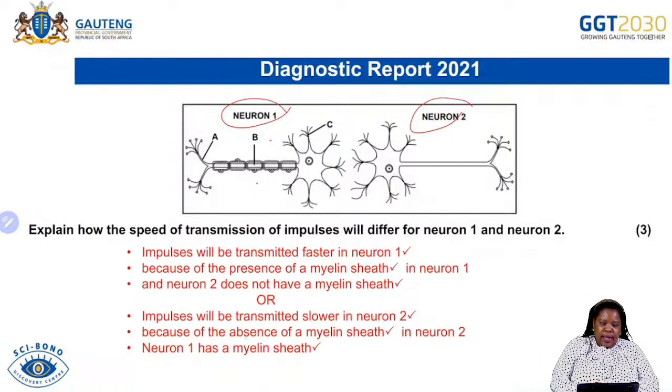So what we are saying, impulses will be transmitted faster in neuron 1 because of the myelin sheath, and neuron 2 does not have a myelin sheath. Or you can say impulses will be transmitted slower in neuron 2 because it does not have a myelin sheath and neuron 1 has a myelin sheath. You get the point? Then you get your 3 marks there.